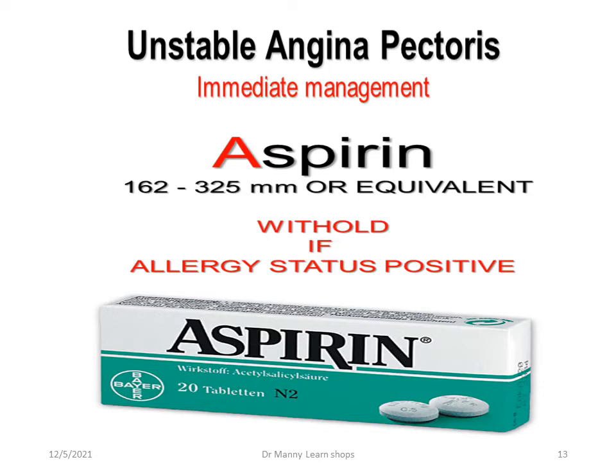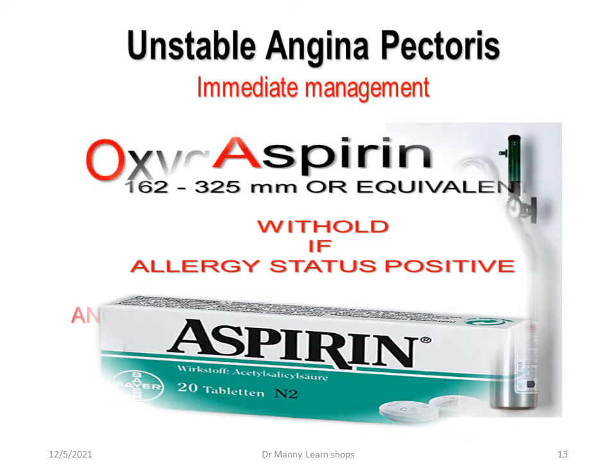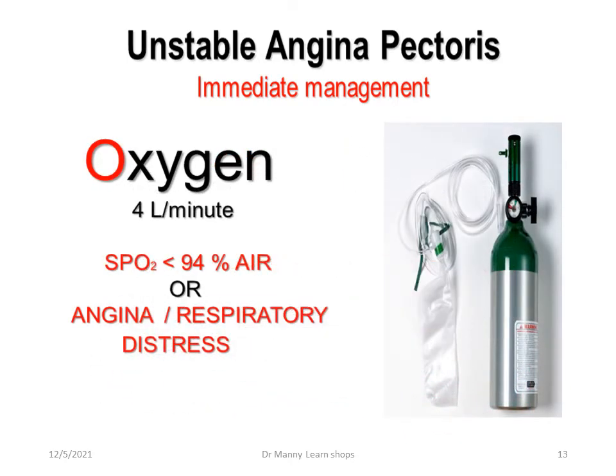Here we have the immediate management. Aspirin, 162 to 325 milligrams, or the equivalent. It's withheld if there's an allergy status which is positive. Then you've got oxygen. Oxygen is delivered at 4 litres per minute, or the SpO2 is less than 94% on air, or they are demonstrating angina or respiratory distress.